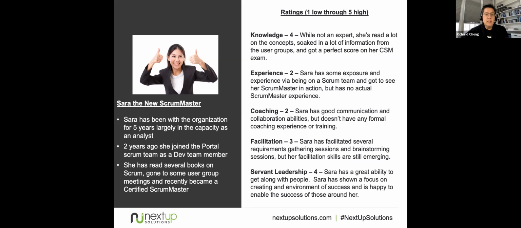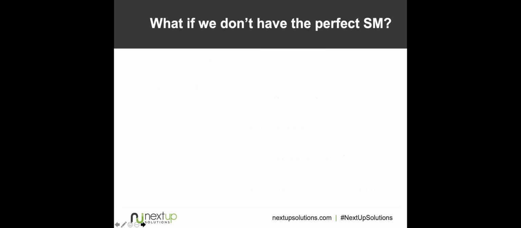She's a bit green. So if that happens, what do we do when we have a Scrum Master that's a bit green? How do we grow them? So then that begs the question of, what do we do if we don't have the perfect Scrum Master? So here are some ideas.